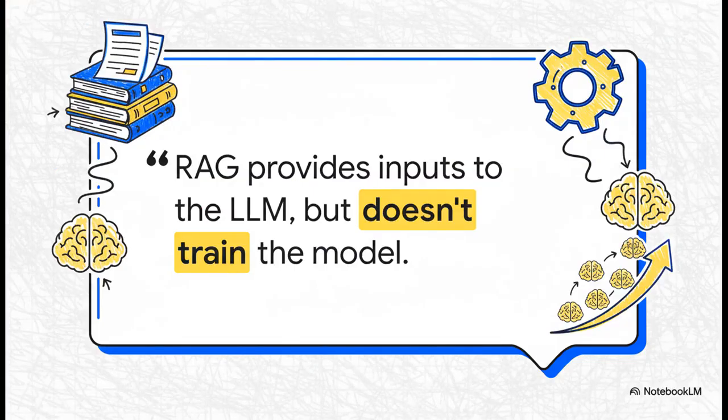And this quote really hits the nail on the head. RAG provides inputs to the model, but it absolutely does not train the model. It's all about providing context in the moment. You ask a question, and RAG feeds the AI the exact, relevant snippets of information it needs to answer that one question. It's not learning a new skill, it's just being handed the cheat sheet.